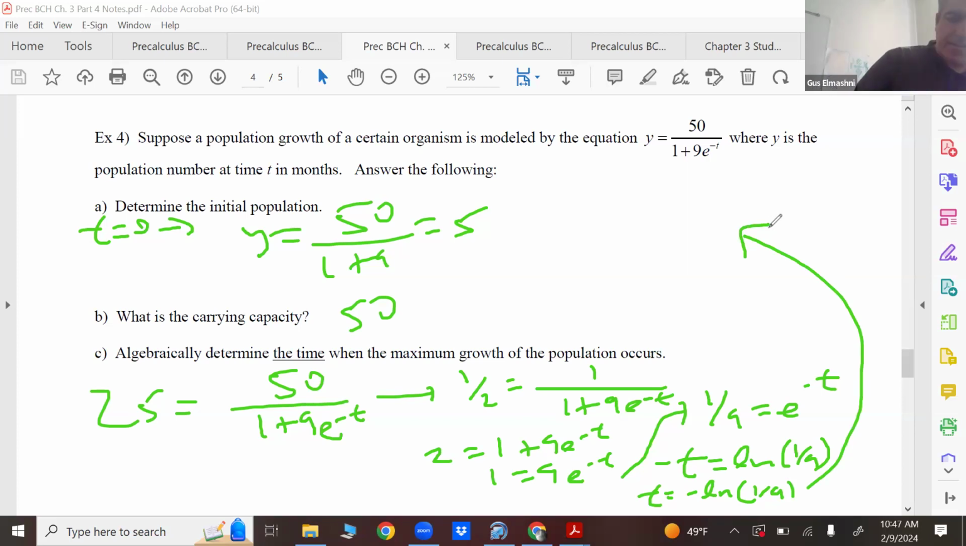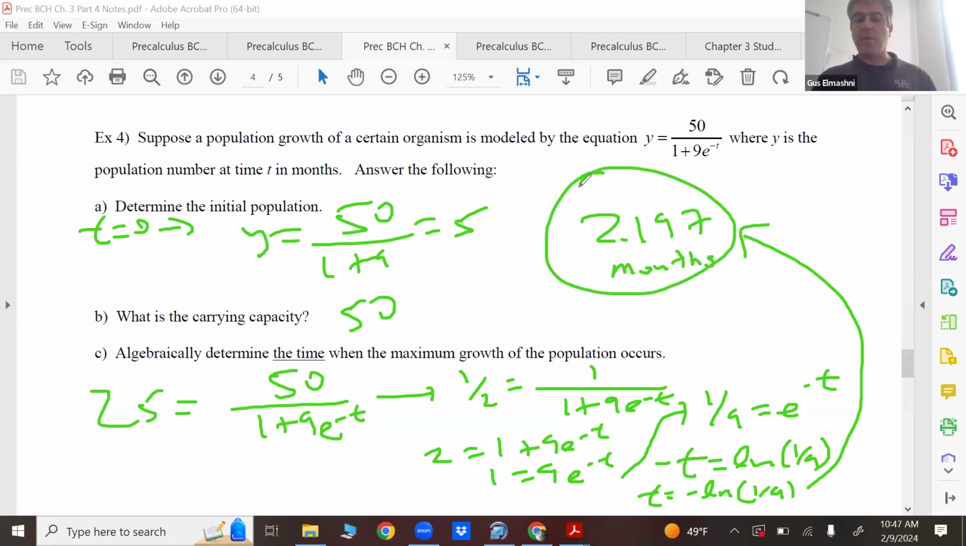And now we work that out. You get 2.197. This is days or months? Months. There we go. That's what sees its fastest growth. Okay.